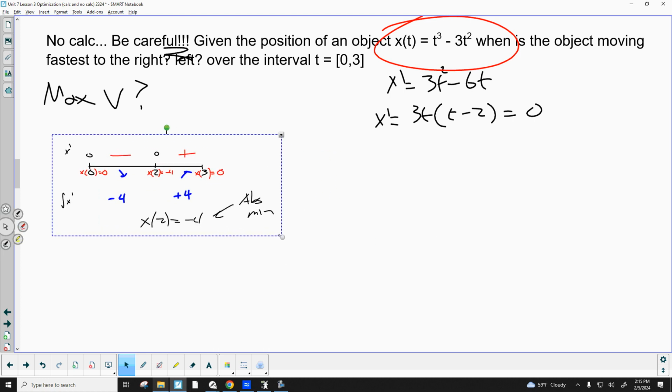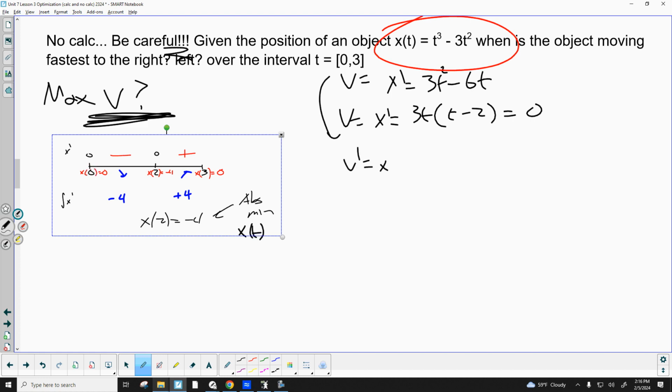So we found the absolute min position. This is when I'm furthest left. If I ask you for the max velocity, understanding your velocity is your first derivative, you have to take the derivative of that derivative. You need a second derivative sign analysis.